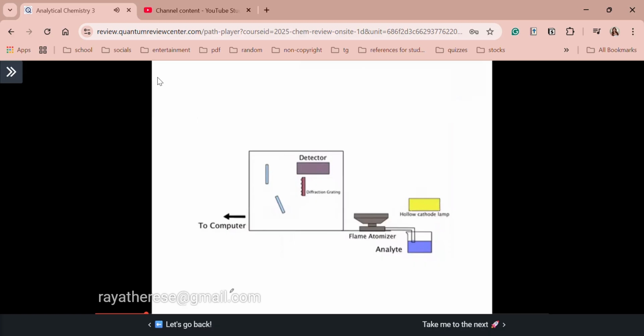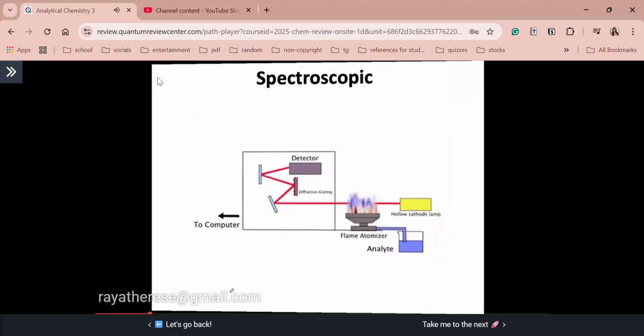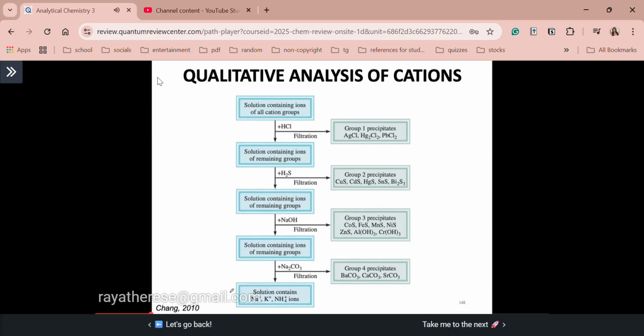Next, ito naman class, interaction ng light with matter. Meron pa tayong flame atomizer here. O alam na, mag-AA kasi, no? Spectroscopic. Alright? So class, ng ating short overview ng mga aaralin natin ng mga analytical techniques. Alright? So now we move on to qualitative analysis of cations.